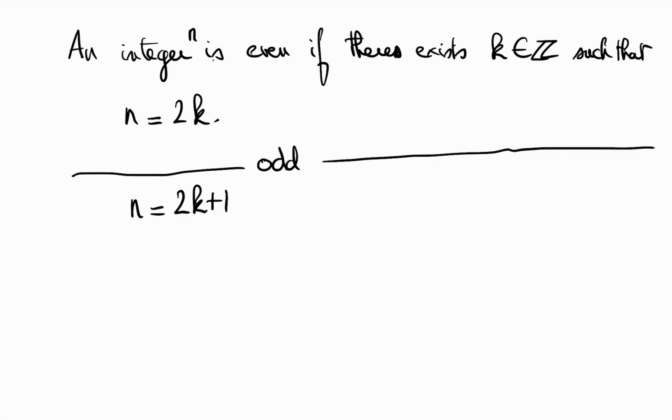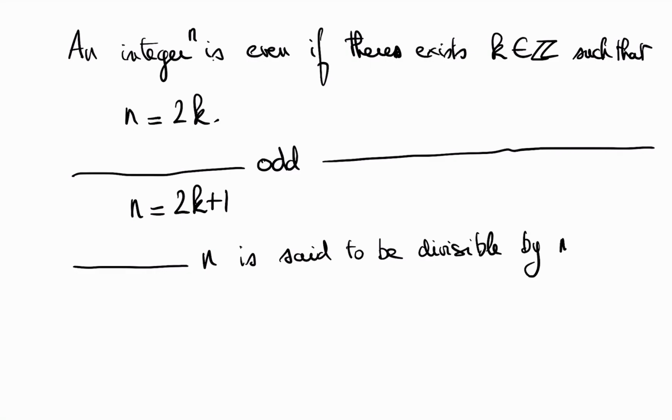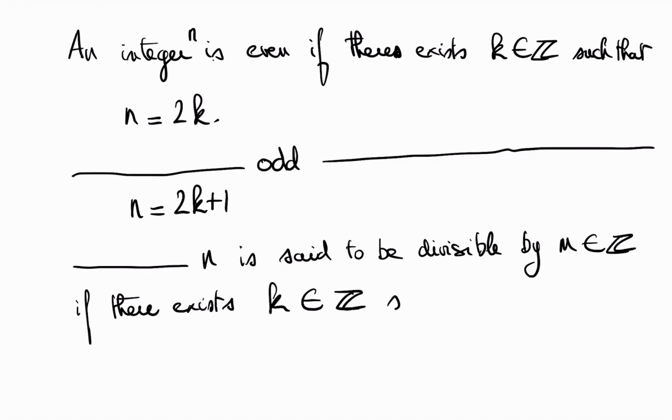And finally, an integer n is said to be divisible by another integer m belonging to Z if there exists k belonging to Z such that n is equal to mk. That's the introduction.